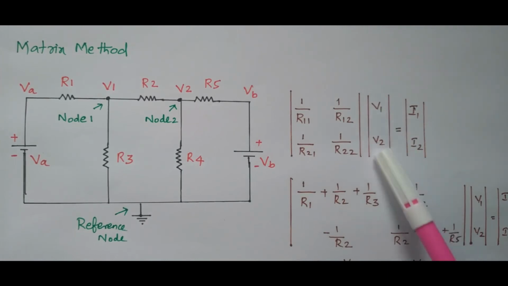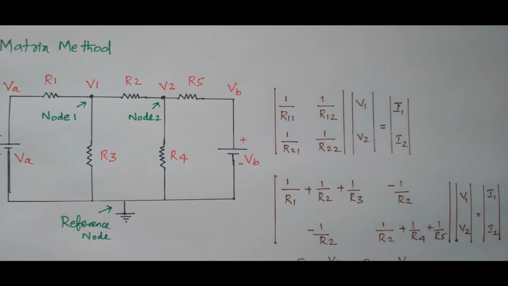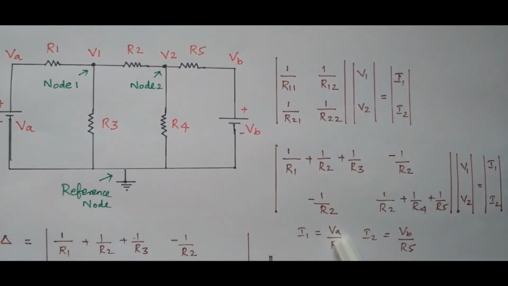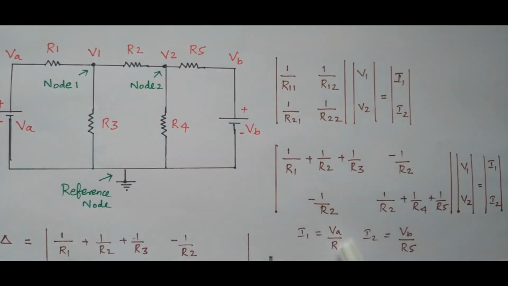Then what is the voltage? V1 and V2. The voltage matrix is V1 and V2. That only we need to find. What is the current matrix? I1 and I2. How will you find this I1 and I2? I1 equals VA by R1, because the current is not directly available here. We can find the current in this loop as VA by R1, the supply voltage divided by R1, which gives the current in this node. Similarly, I2 can be calculated as VB by R5. This supply voltage and R5 will give the current in the second node. Now we have framed the resistance matrix, voltage matrix and current matrix.